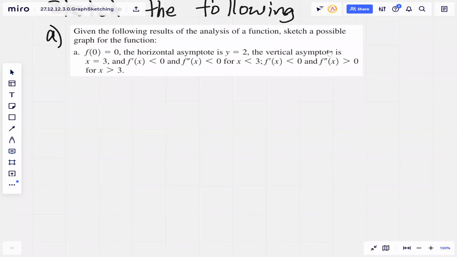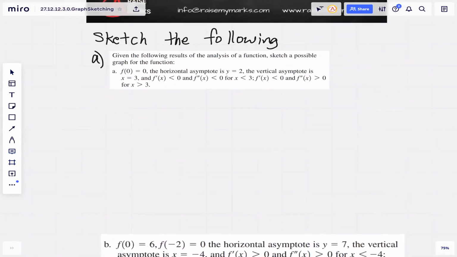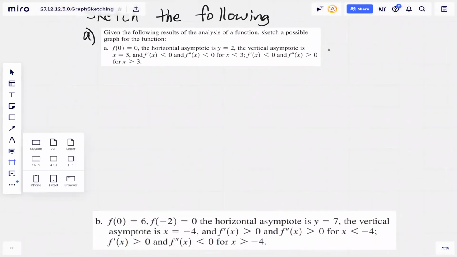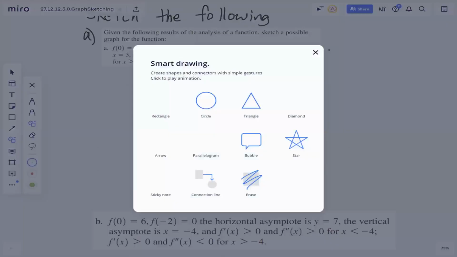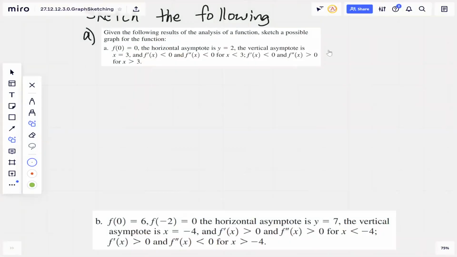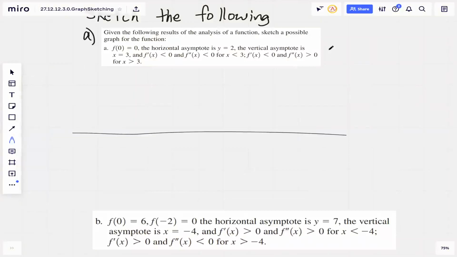So let's give ourselves a bit of space and draw some axes. I'm trying to see if we can draw some lines here. Can we draw some lines? No. Okay. All right, so let's draw our axes. It's not great, but not too bad. And let's put in some of this information.